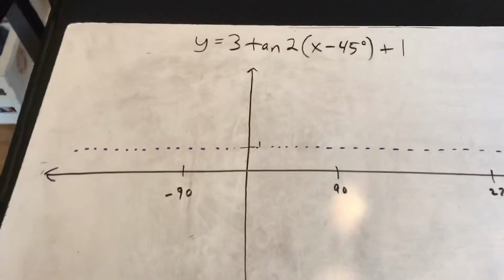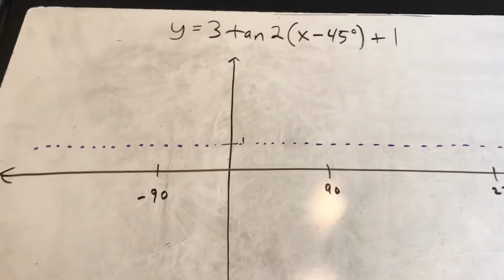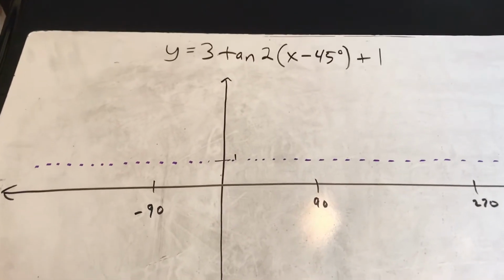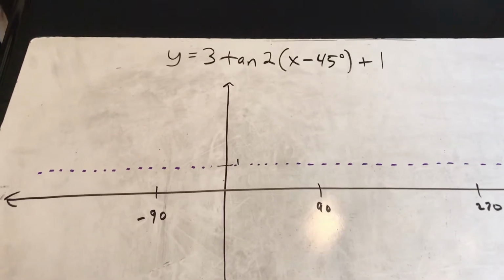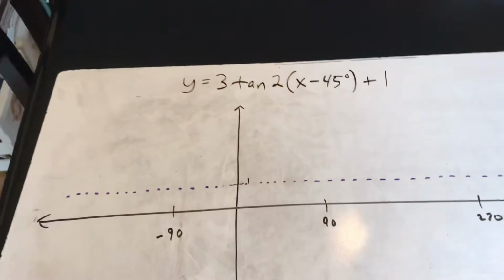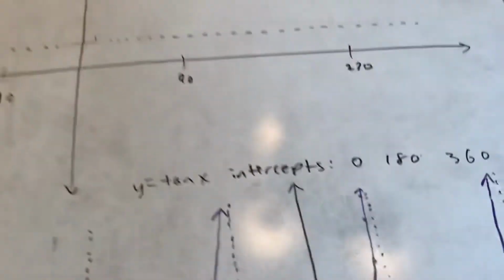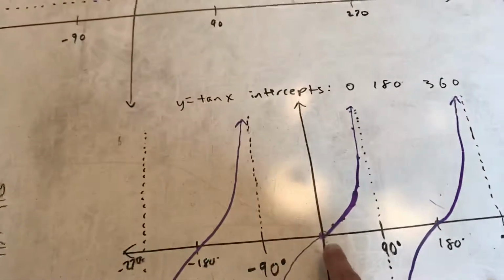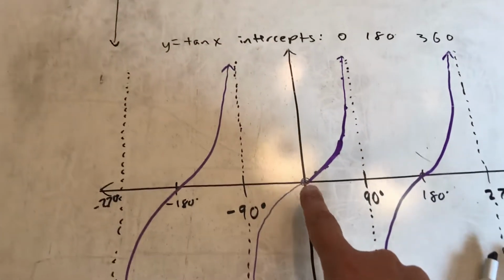The key things I really want to see are the intercepts, the midline, and the asymptotes. I'm not so worried about individual points being plotted other than those key things. So a couple things here. If we go back and look at the normal tangent function, it's got intercepts every 180 degrees. Remember, that's the period.